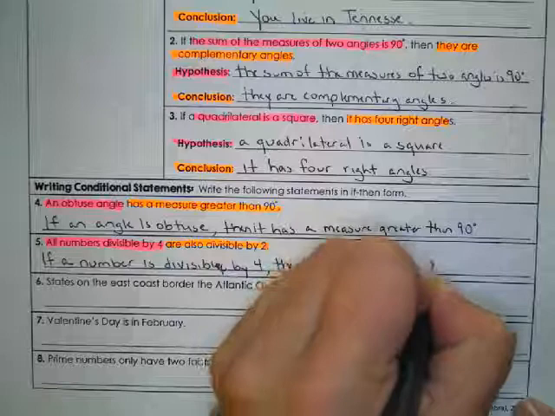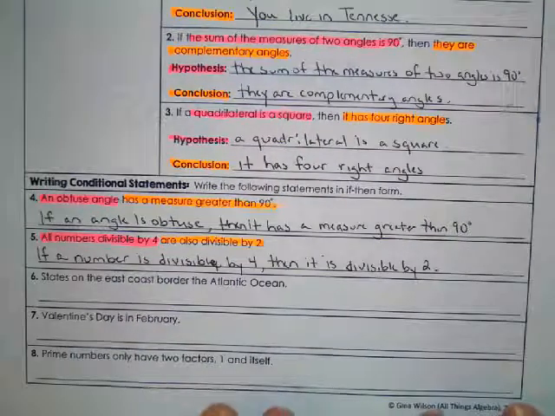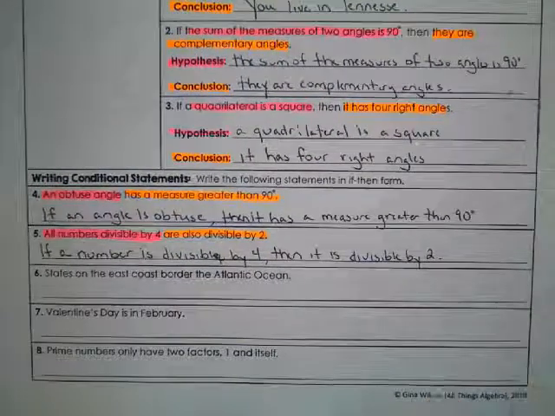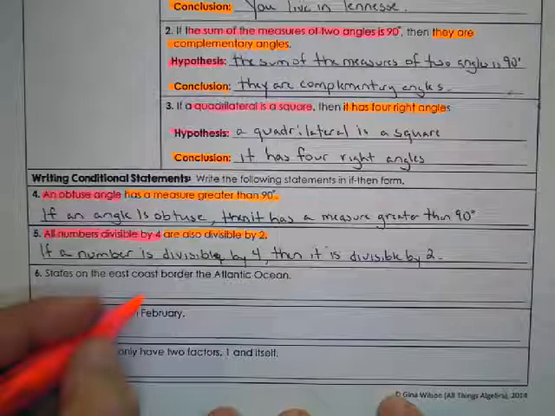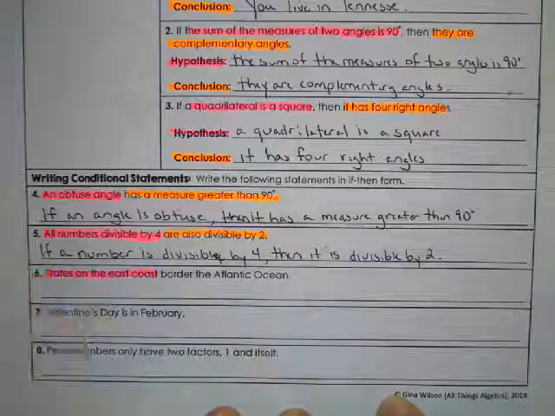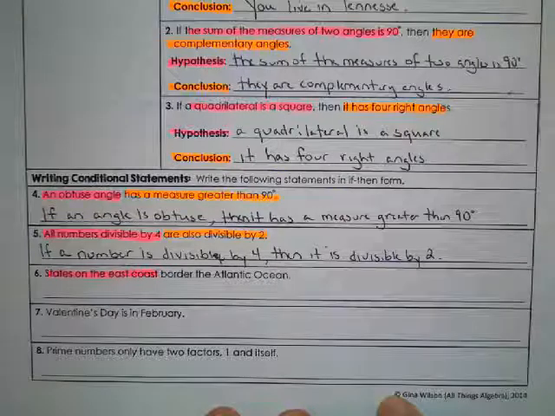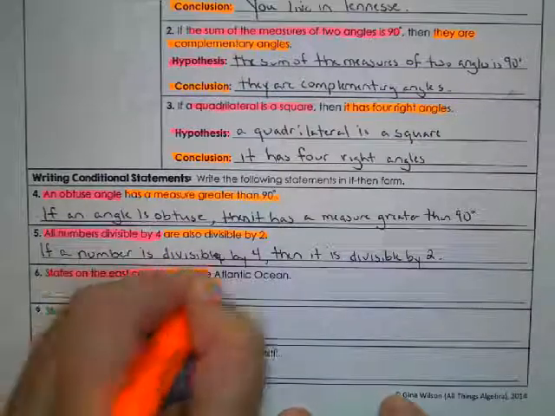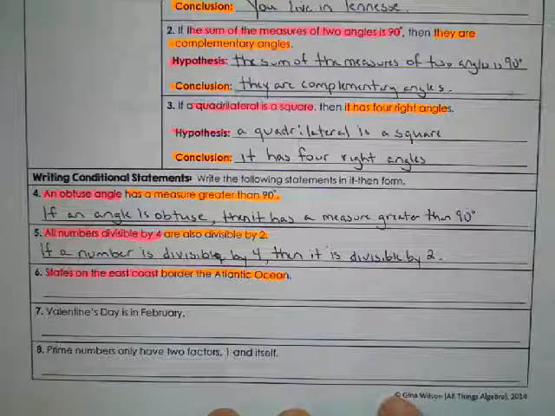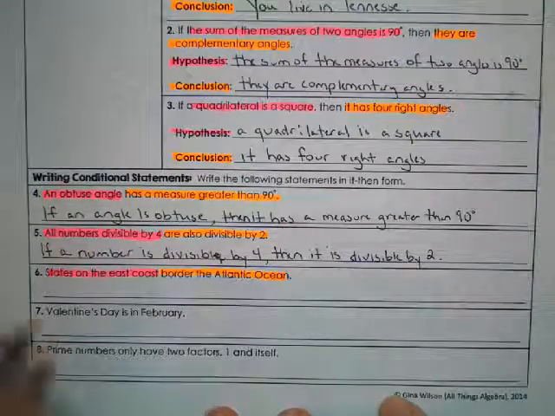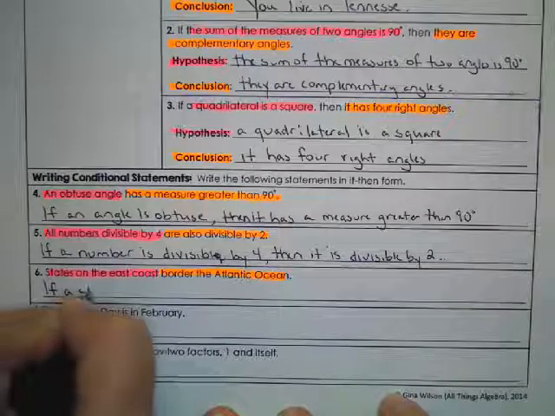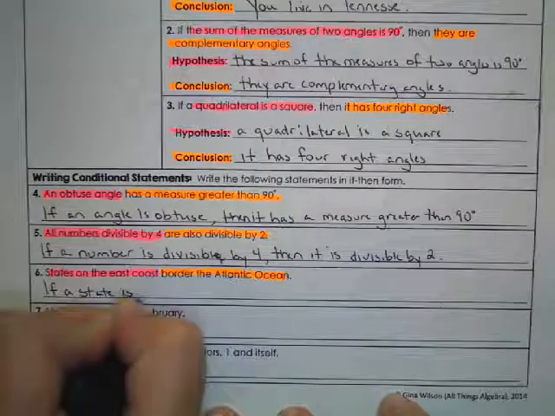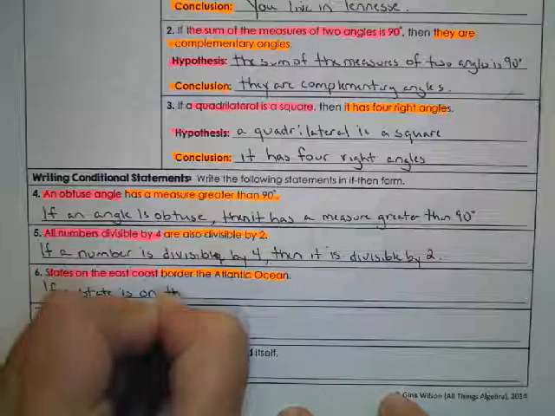And let's try one more together. States on the East Coast border the Atlantic Ocean. What's the first thing we're talking about? If a state is on the East Coast, then what do we think we know about it? Well, we think then it will border the Atlantic Ocean. Makes sense, coast is on the ocean. So we can change from plural to singular: if a state is on the East Coast, then it borders the Atlantic Ocean.